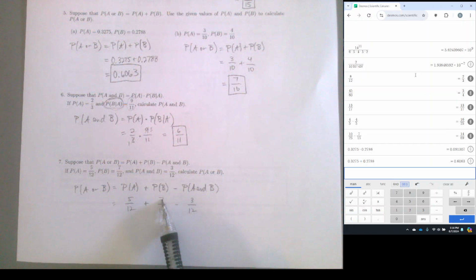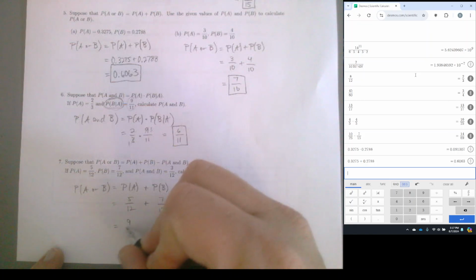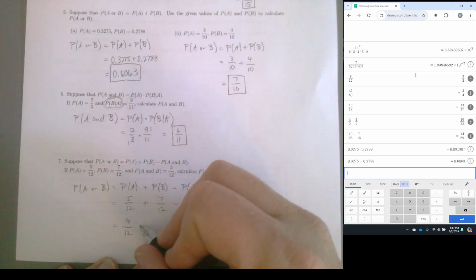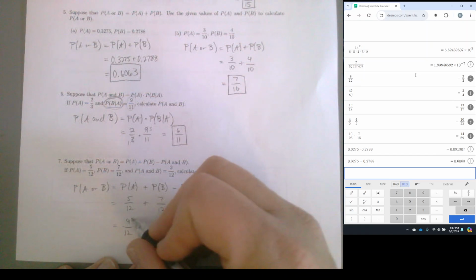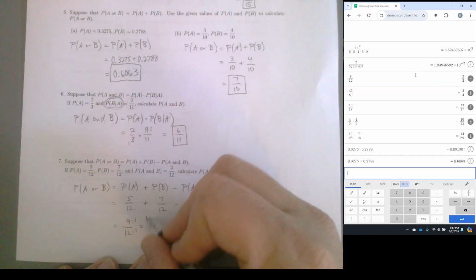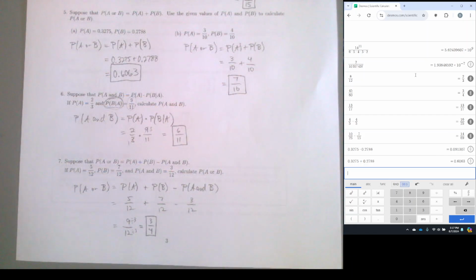5 plus 7 is 12. Minus 3 is 9. So this comes out to 9/12. And we can reduce that, right? 9/12 reduces by 3 to just 3/4. And that's that. Again, you're welcome to use your calculator on any of this. And that's pretty much what we will need to know in order to deal with fractions and formulas for the probability section of this course.